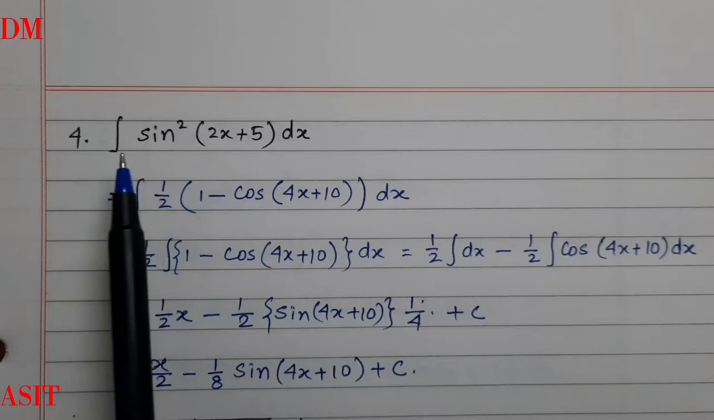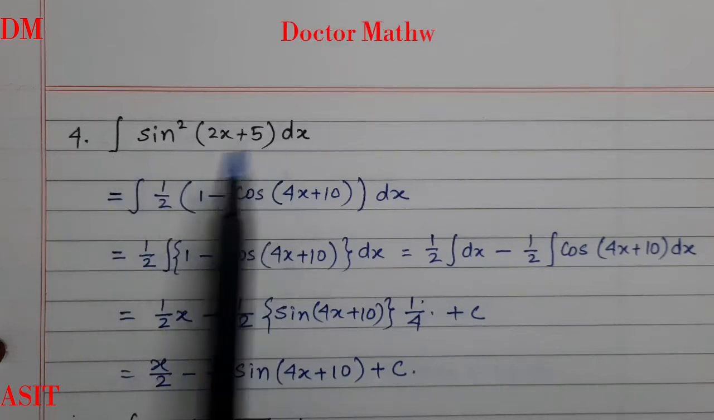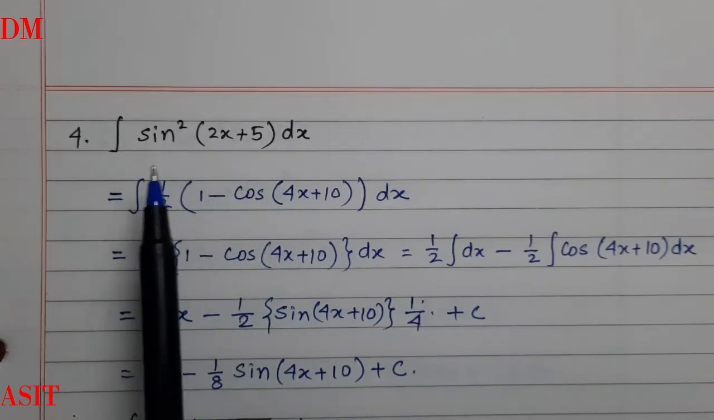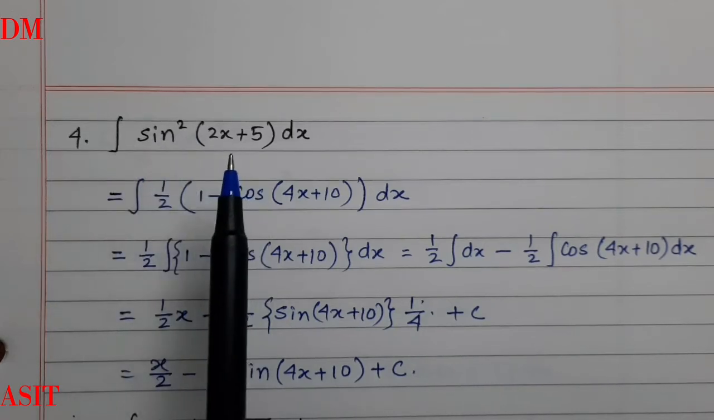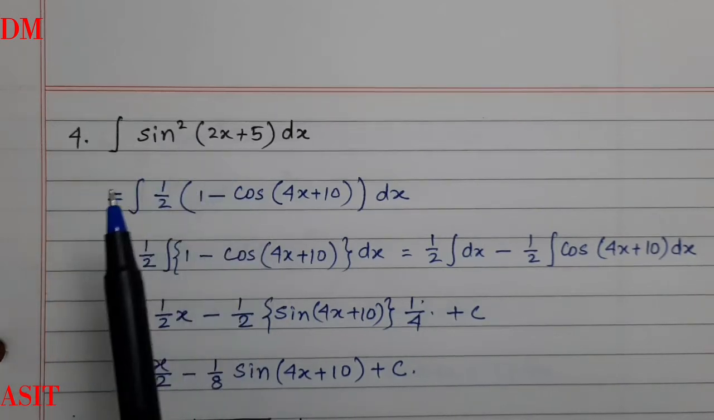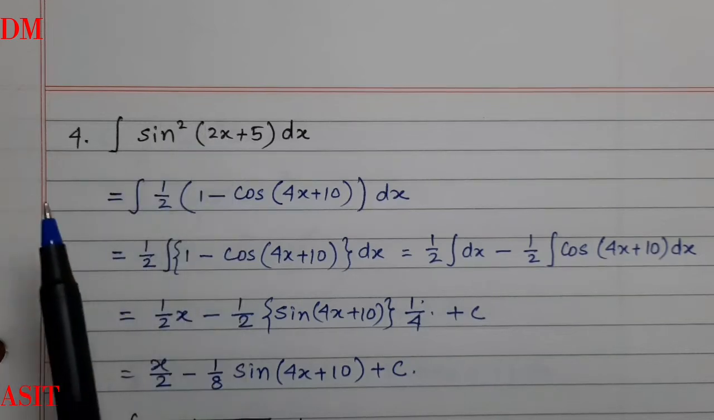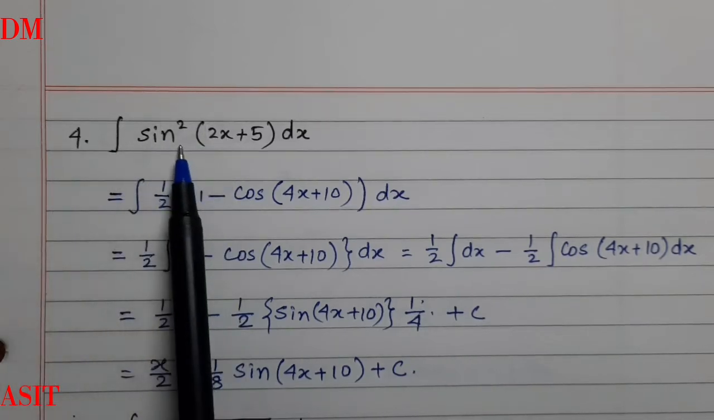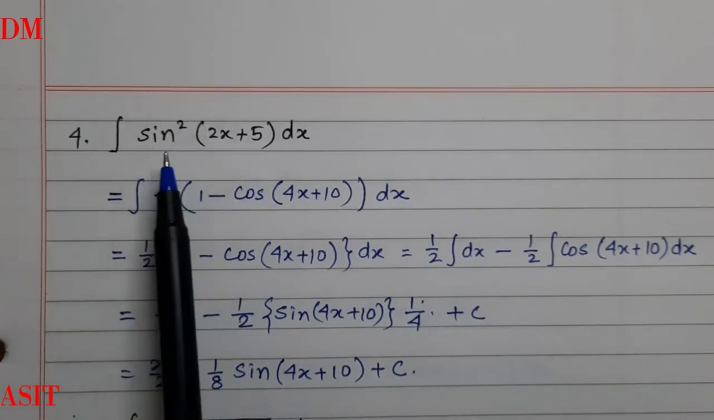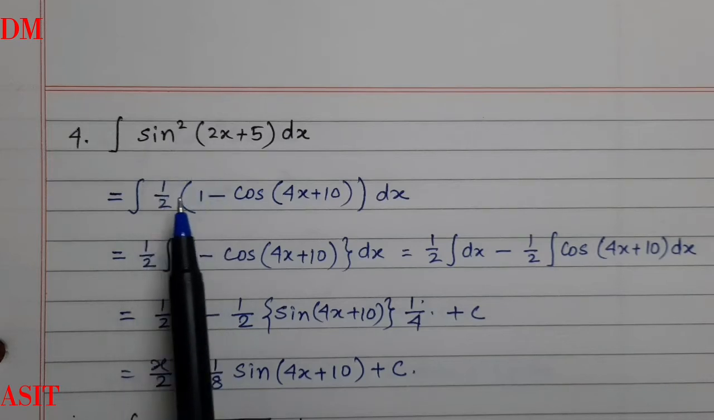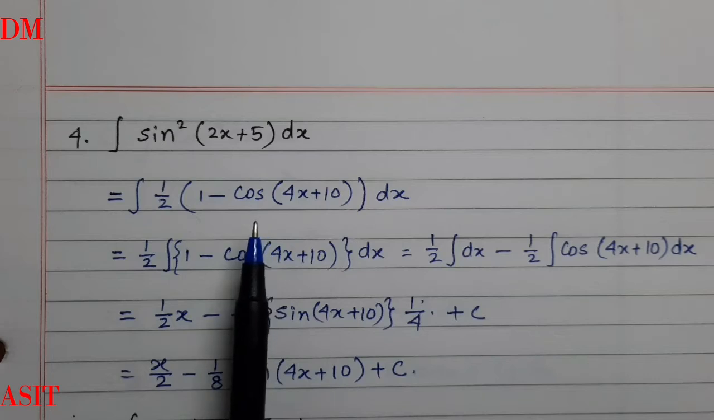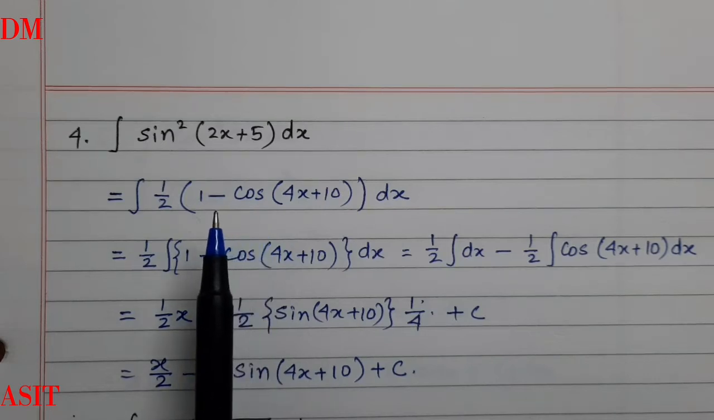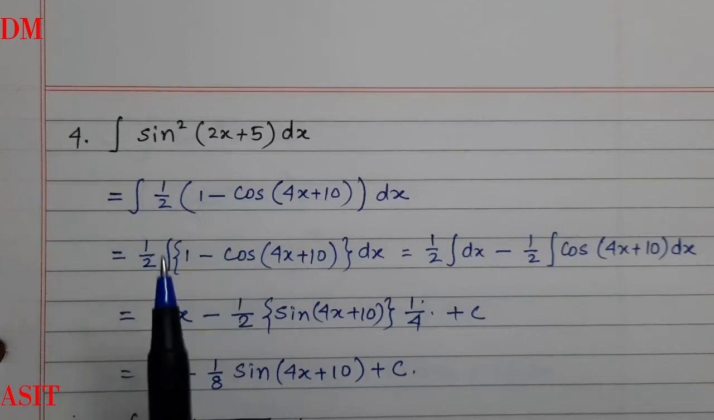Now this is integration of sine square. Suppose it is theta. So what is the formula of sine square theta? Integration of sine square, there is no formula, but we have a formula of sine rather. So we need to make it sine or cos. So how to find out? Now sine square theta can be written as half of 1 minus cos 2 theta. This is a formula of multiple angles of trigonometry, which you can find in my previous video.